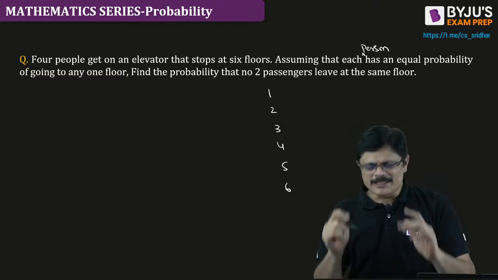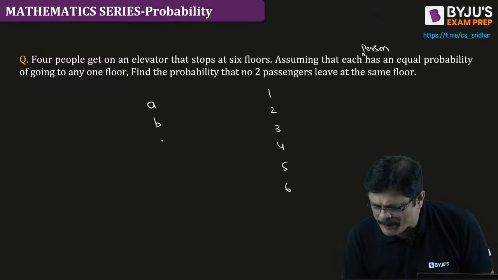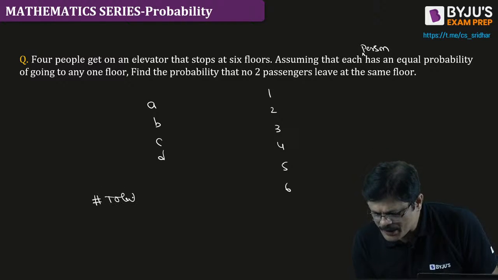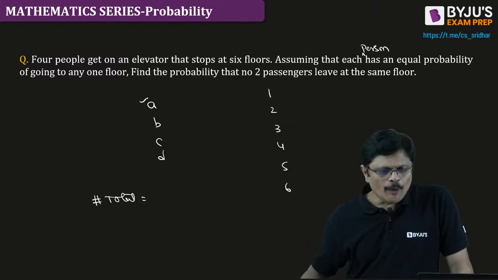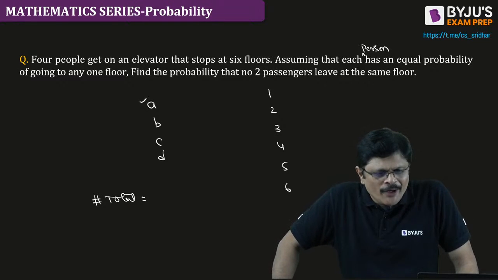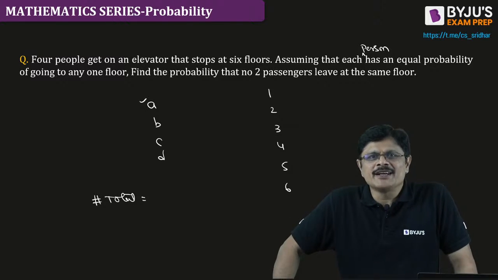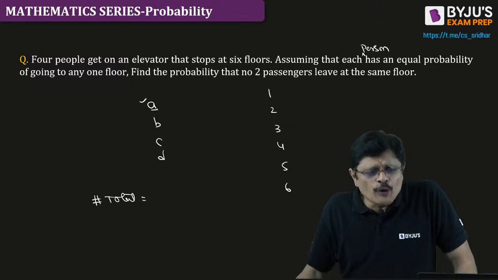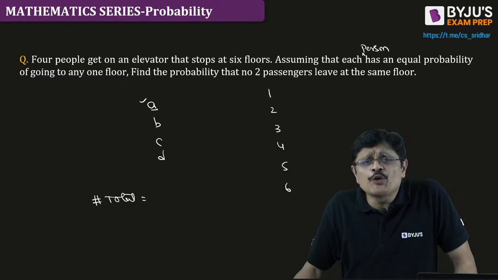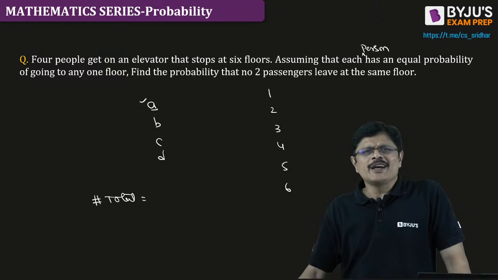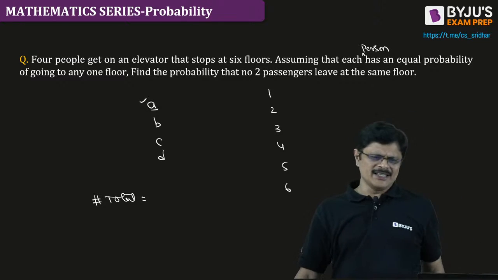Suppose A, B, C, D are 4 people. First, I am finding the total number of possibilities. Right now I am not with that organization, but you can find a Handbook of Engineering Mathematics, the book from earlier. Join my Telegram channel. I'll give you all the formulae regularly. Don't worry, sir.